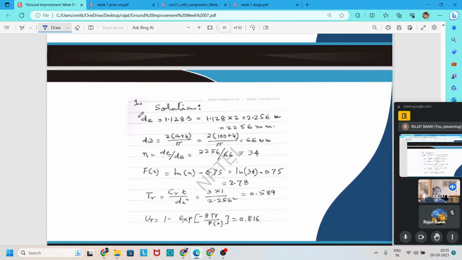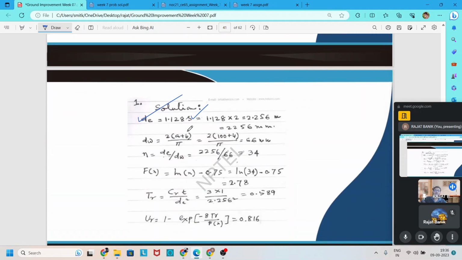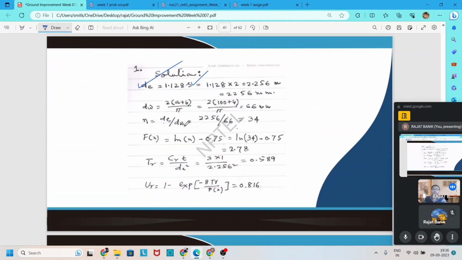First, we find out the diameter of the influence area for each vertical drain. The spacing is given, and here it is given that the square pattern is applied. So the formula is D equal to 1.128 into S.